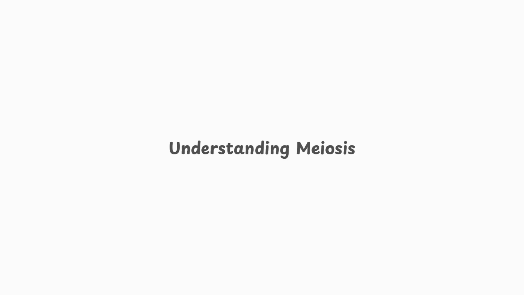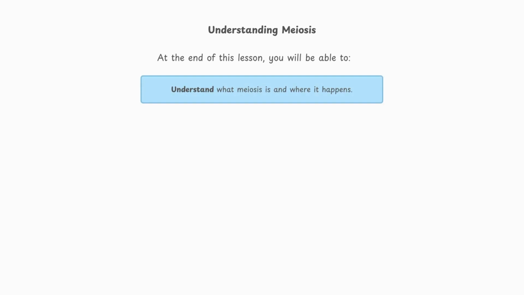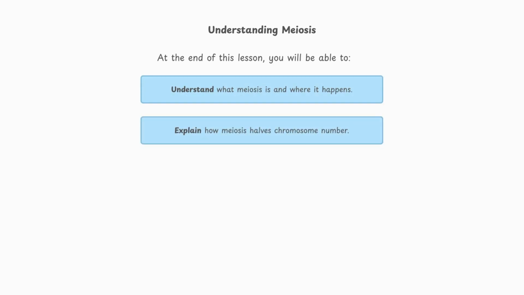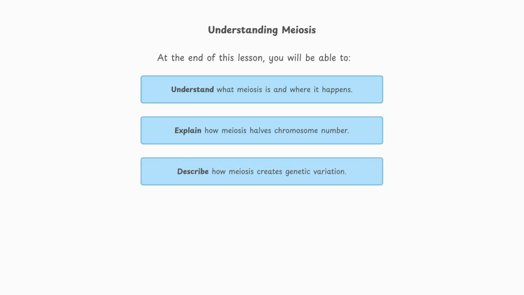Hello and welcome to this lesson on understanding meiosis. By the time you finish this video, you should be able to understand what meiosis is and where it happens, explain how meiosis halves chromosome number, and describe how meiosis creates genetic variation.